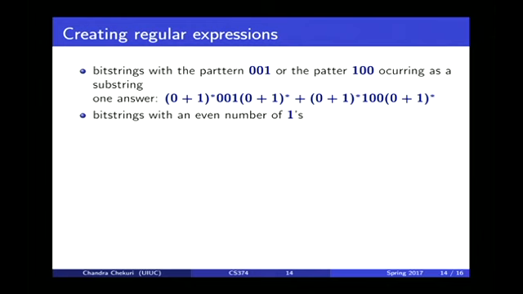Okay. It's similar to what we saw. It's 0 star, and these are exactly the strings with exactly 2 ones: 0 star 1, 0 star 1, 0 star. Remember we had 3 ones, and now we have 2 ones, and then we take the star.